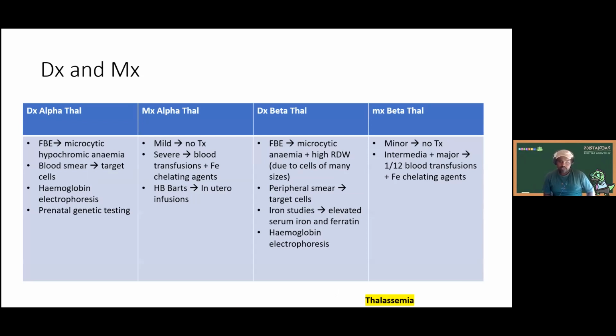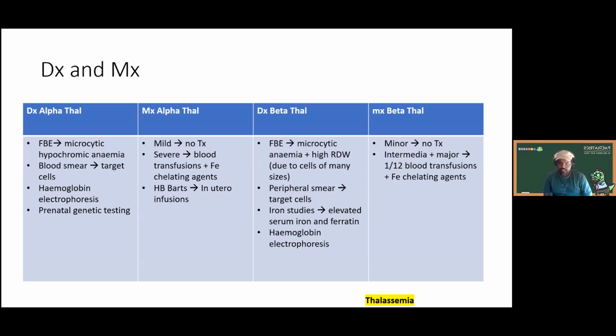So in terms of diagnosing and managing both of these conditions, it's a microcytic hypochromic anemia, similar to iron deficiency anemia. However, on blood smear, you'll get target cells. So you won't get blasts like leukemia. The main way to diagnose these two is hemoglobin electrophoresis to separate the bands and to look for any difference in the hemoglobin. And you can also do prenatal genetic testing.